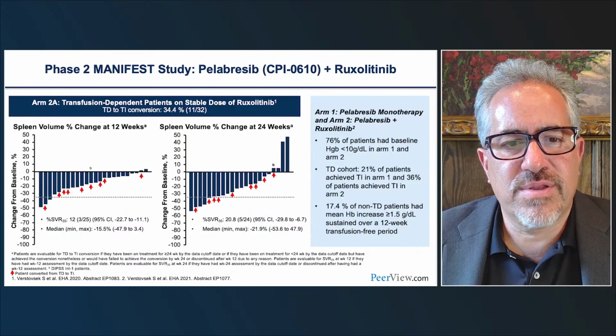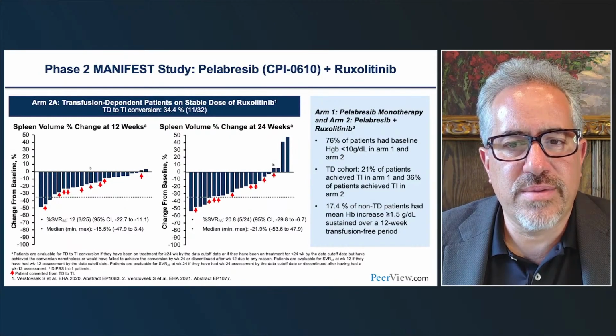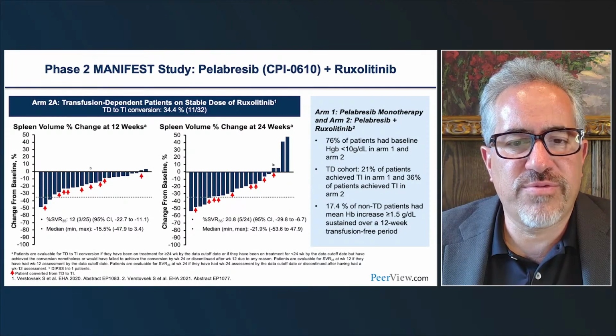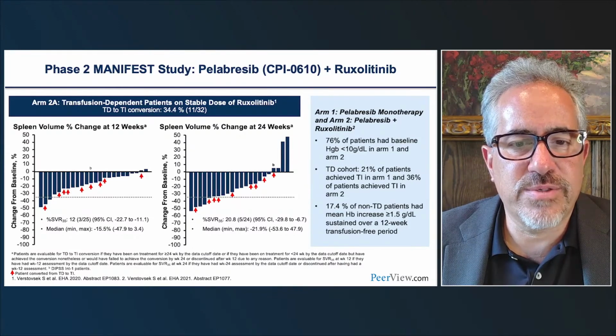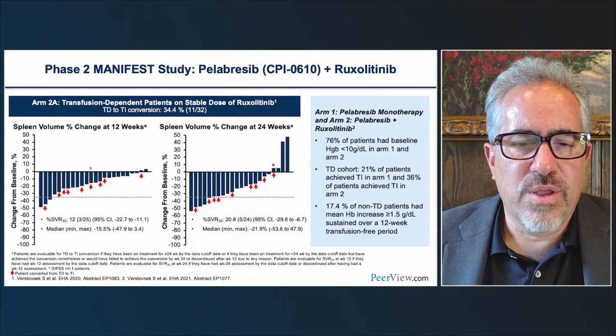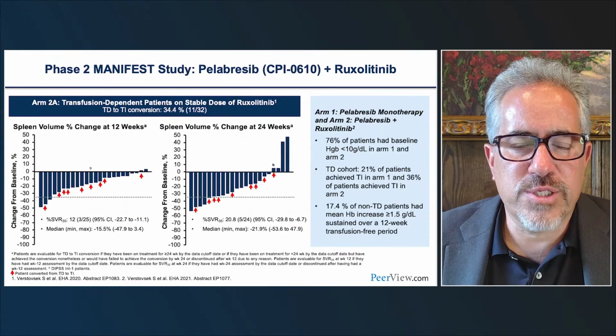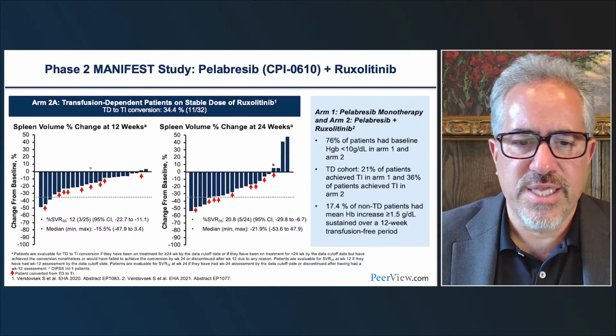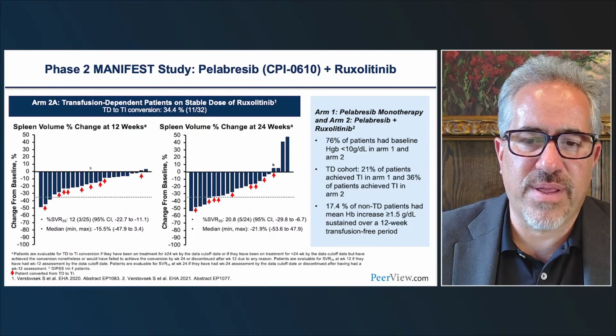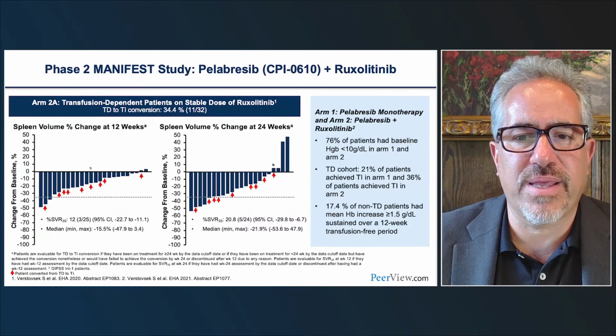As is seen from this data from the phase 2 study, both from the conversion from transfusion dependent to transfusion independent, that occurred in 34% of individuals, which is a very meaningful improvement, particularly in that difficult milestone. You'll see here in the waterfall plots improvement in spleen volume, but in those with the red arrow, those are the individuals that converted from transfusion dependent to transfusion independent, showing that potential for that significant anemia improvement across the spectrum, including across a different spectrum of baseline levels of splenomegaly and degrees of improvements in splenomegaly.